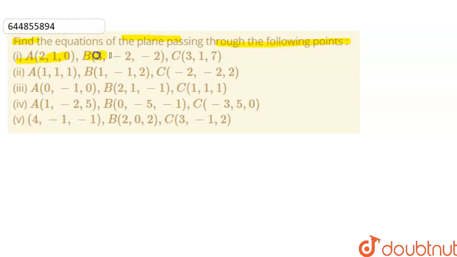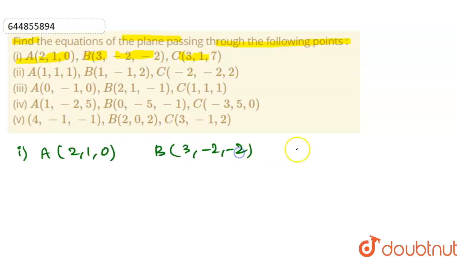Today our question is: find the equations of the plane passing through the following points. The first part is A(2, 1, 0), B(3, -2, -2) and C(3, 1, 7). Let's write down the question first: A(2, 1, 0), B(3, -2, -2) and C(3, 1, 7), right?